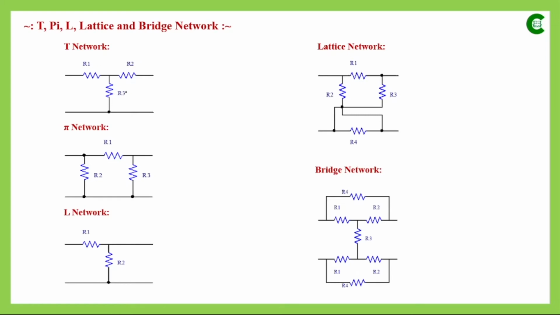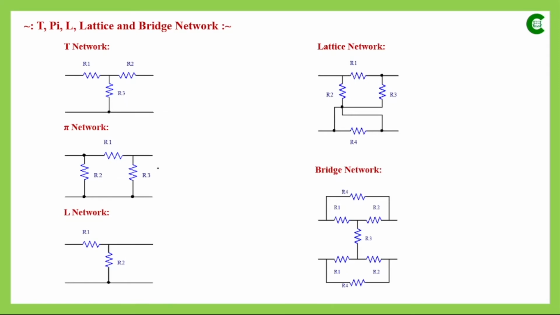So it is a T network, and these two resistances are called series resistances, and this is an unbalanced T network. If on the other side of that network we have another resistance here and another here, then that type of T network will be called a balanced T network. Now in this T network, if the values of R1 and R2 are the same, then that type of network will be called a symmetrical T network. Otherwise, if R1 and R2 are different, then it will be referred to as an unsymmetrical T network.